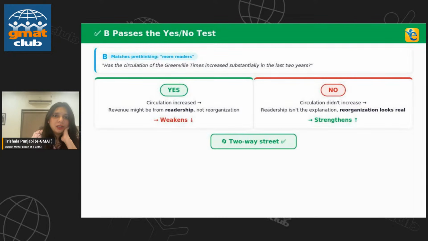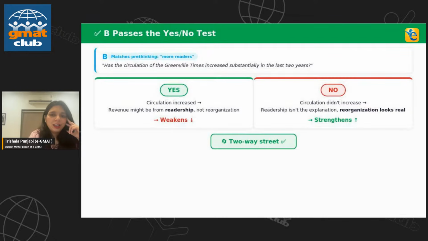Now, let us look at option number B. Has the circulation of Greenville Times increased substantially in the last 2 years? If yes, that okay, circulation has increased, then the revenue is from the readership, not the reorganization. So that would weaken. If it is no, circulation did not increase. So that means that there is no alternative explanation for it. Right? The reorganization does seem to be the cause of it. So one yes weakened and no strengthened. So B is something that passed the yes no test. Is this clear to you guys?